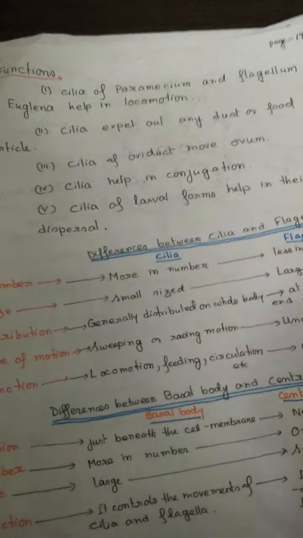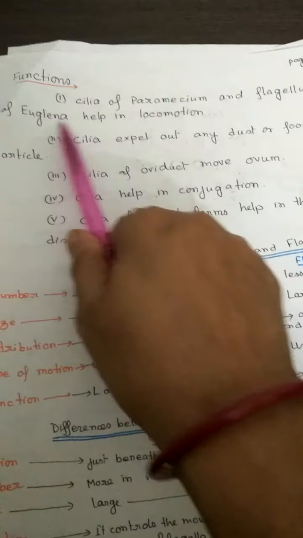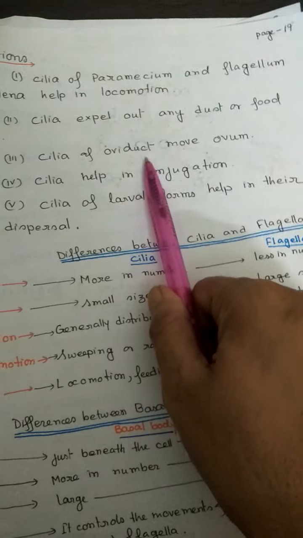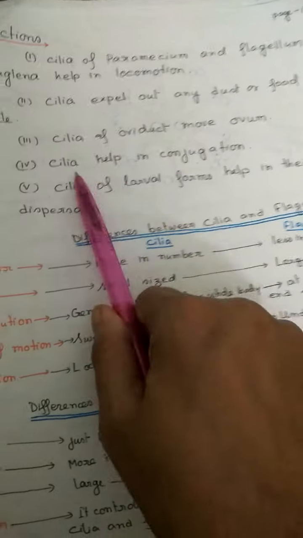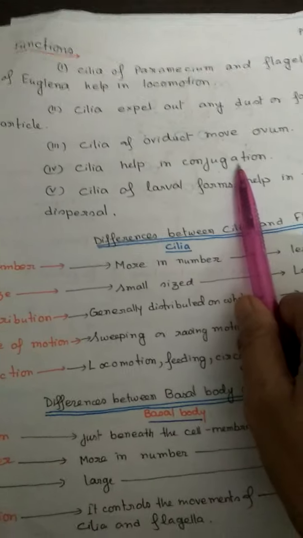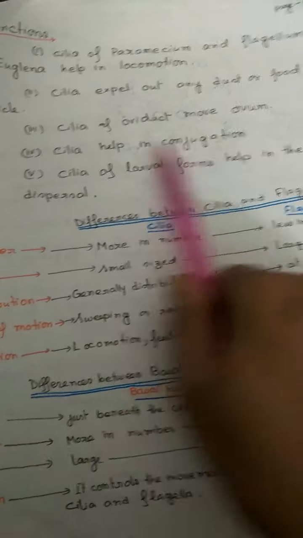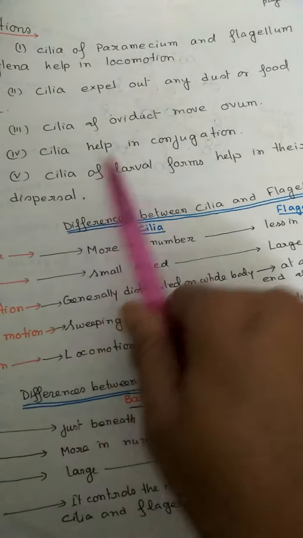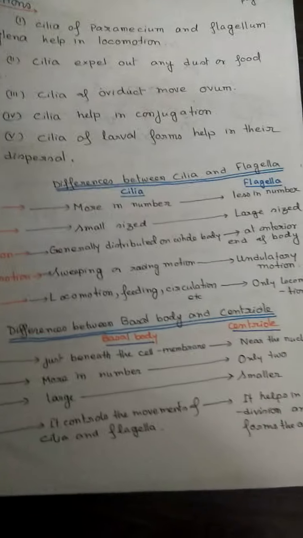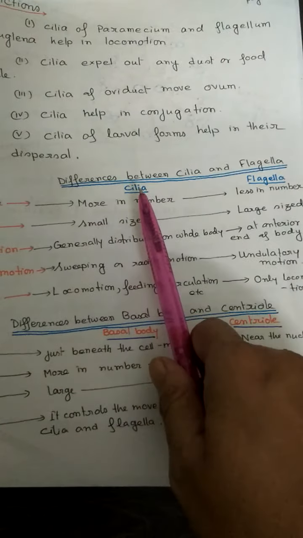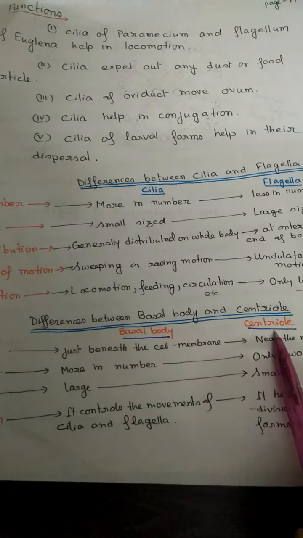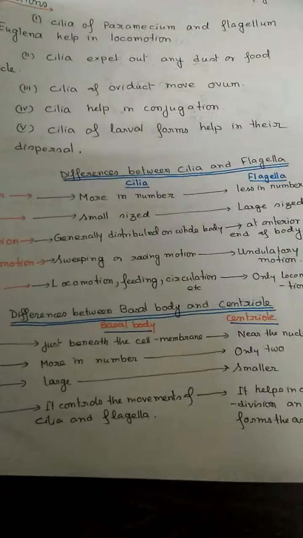Now what is the function of the cilia? Cilia in Paramecium and flagellum in Euglena help in locomotion. Cilia expel out any dust or food particles. Cilia of the oviduct move the ovum. Cilia help in conjugation, that is sexual reproduction in lower organisms. Cilia of larval forms help in their dispersal. Now I will give you in a photograph also the differences between cilia and flagella, and between basal body and centriole.